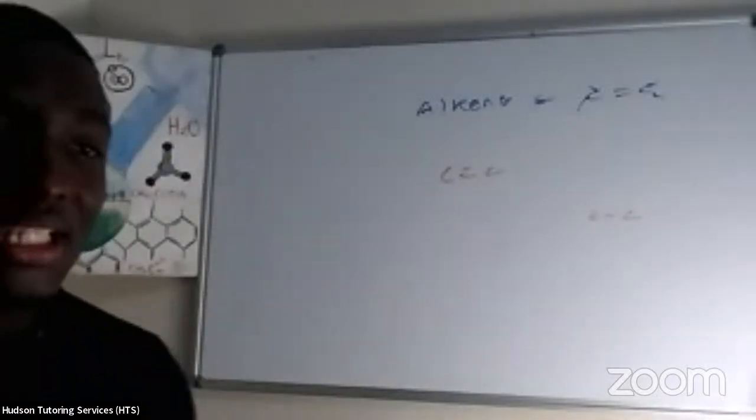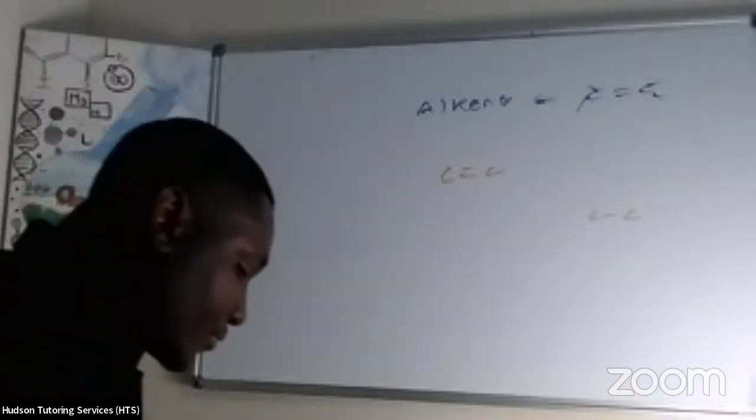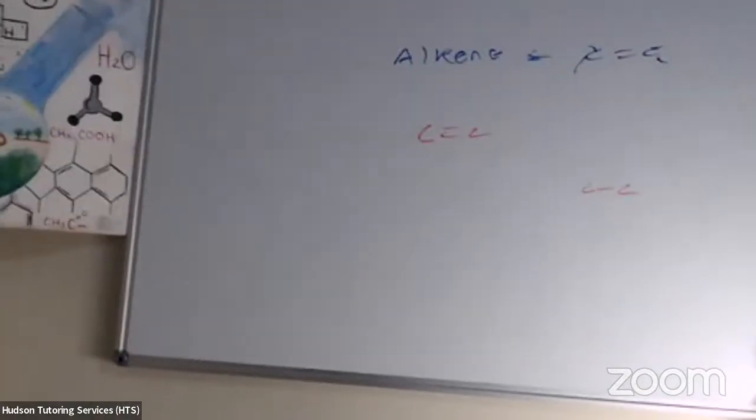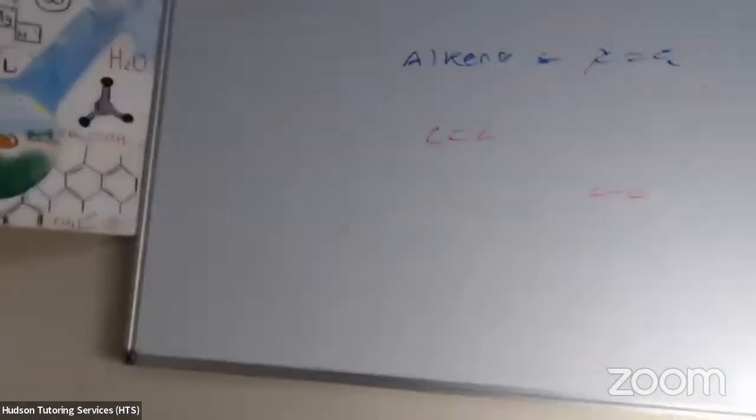Now, our test for this: we can use what is known as bromine water, because the alkene will decolorize bromine water. Or you can use an oxidant like potassium permanganate or potassium dichromate. You can use either one.